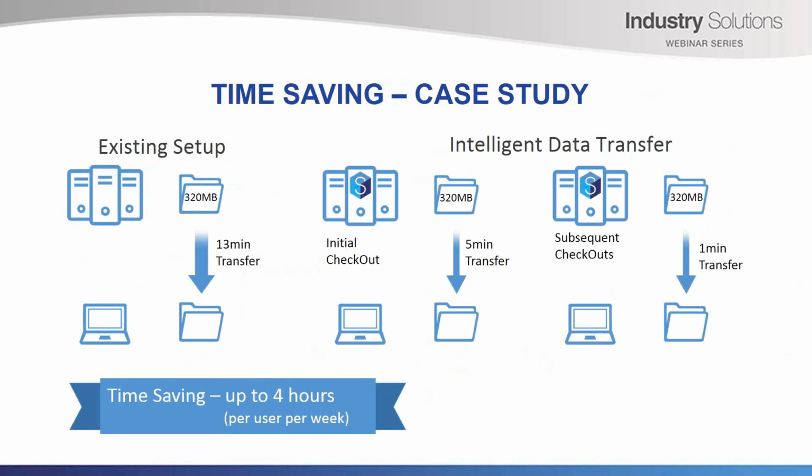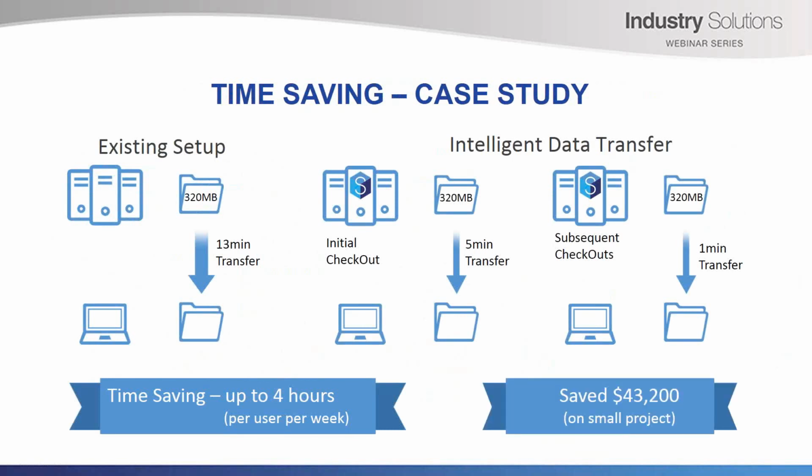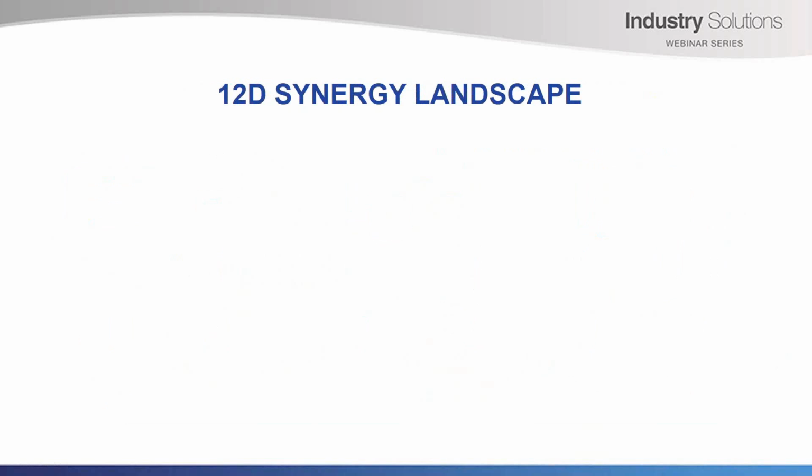And on a small project of about 6 users, which went for about 12 weeks, with their charge out rate at $150 per hour, they managed to save about $43,000 for that small project, which is a fairly significant saving. So look, I'm going to talk about how the file replication fits in and how this whole scenario fits into multi-offices in just a moment.